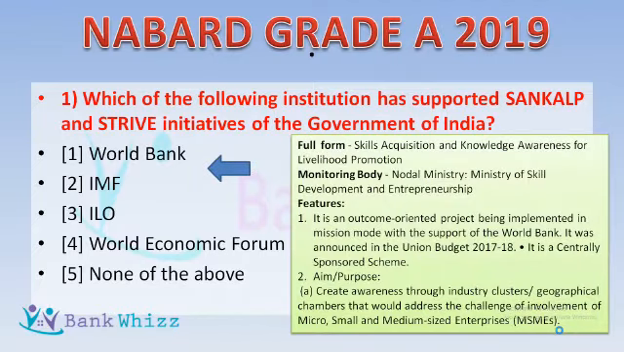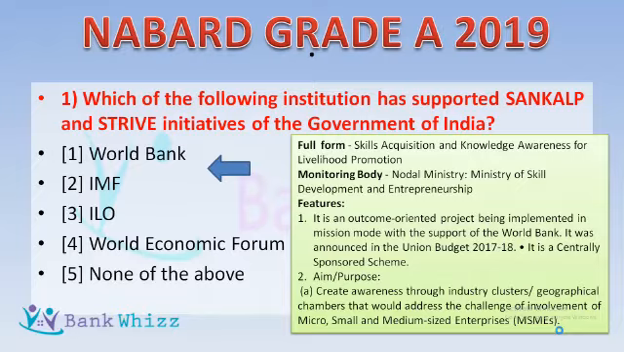Friends, let us know the full form of SANKALP. The full form of SANKALP is Skills Acquisition and Knowledge Awareness for Livelihood Promotion. The monetary body is Ministry of Skill Development and Entrepreneurship. Now let's discuss the features of SANKALP. The first feature is that it is an outcome-oriented project being implemented in mission mode with the support of the World Bank. It was announced in the Union Budget 2017-18. It is a centrally sponsored scheme, and its aim is to create awareness through industry clusters or geographical chambers that would address the challenge of involvement of micro, small and medium-sized enterprises, that's to say MSMEs.